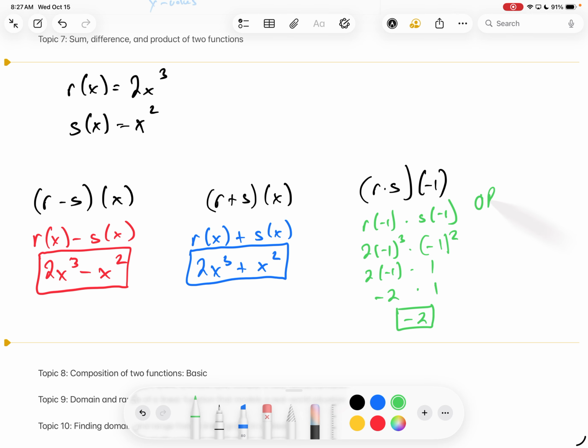The other way to do it is you can multiply first. So 2x cubed times x squared would be 2x to the 5th, and then plug in the -1. Oh, wait, -1 to the 5th would be -1, so 2 times -1 is -2. I think it's easier to plug it in first and then multiply them. But either way, whichever way you prefer.